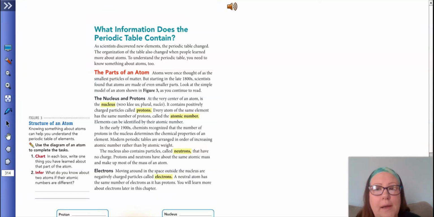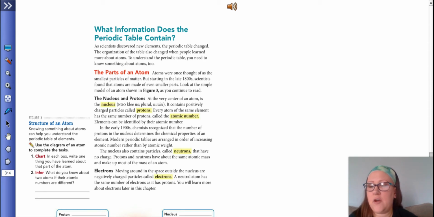So we are now moving on into talking about the modern periodic table. We talked about Dmitry Mendeleev and his design for the periodic table, but now we're looking at what information is found in the modern periodic table because there have been some new discoveries that have been made. Before you understand more about the information in the periodic table, you have to understand some things about the parts of an atom or the structure of an atom.